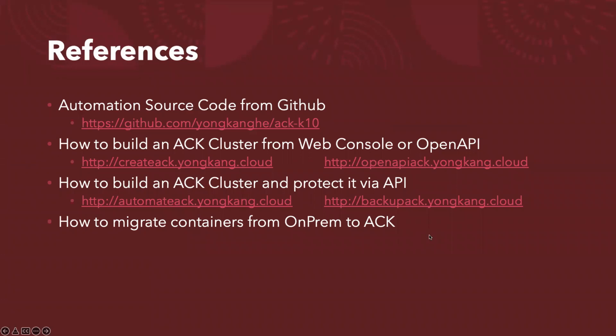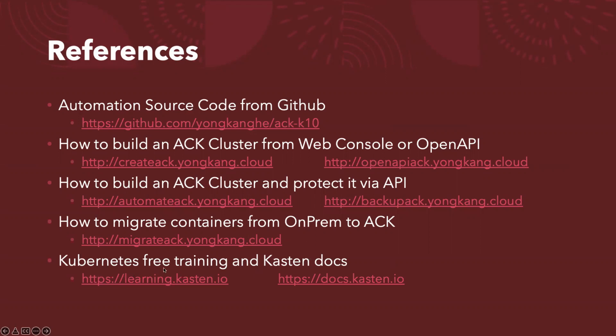And how to migrate containers from on-premise to ACK. I haven't touched on this one yet, but I got a YouTube video I recorded earlier on how to migrate containers from on-premise to an ACK cluster. So you just go to this link, migrate ack.yongkang.cloud. And I also included here Kubernetes free training. This is really very useful training. And once you complete the training, you're going to receive the popular Kubernetes badges and also our custom documentation page.